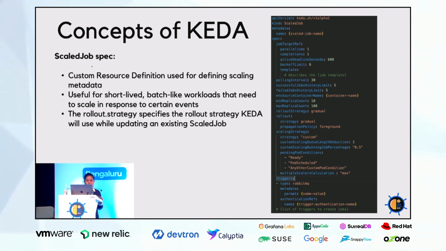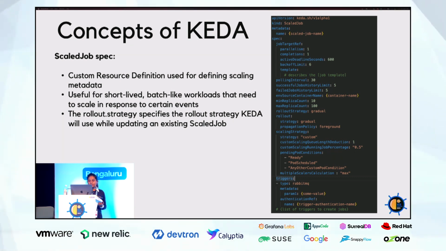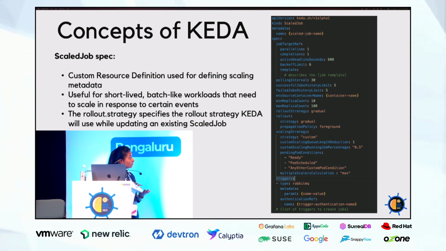There is another custom resource that is scaled job. Now, why scaled job when we already have scaled object for deploying things? Scaled job is basically for events or jobs that are very short-lived, where you want it to do something and then end it. So for those specific jobs and workloads, we have scaled job. As given here, it has the job target ref, how much parallelism you want, how many active deadline seconds you want. All of this is given in the Keda docs, which are explained in this doc here. Yeah, and the rollout strategy here tells in which way you want to roll out your jobs or workloads.